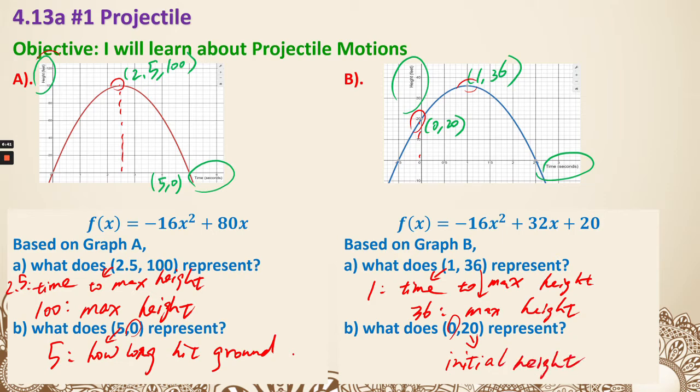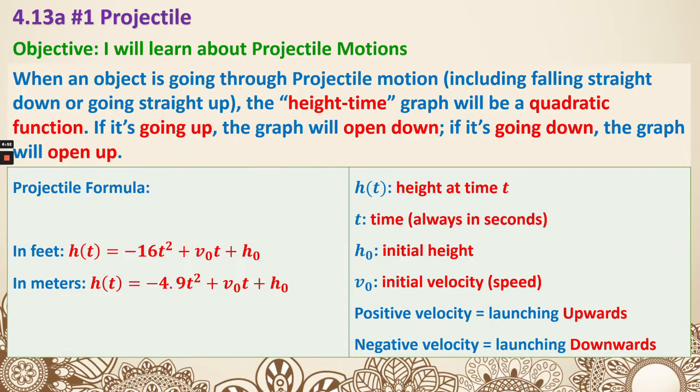So you'll see already with the graphs and something we already know, you can come up with some pretty good story problem conclusions. So now let's have a look a bit more into details. When an object is going through projectile motion, including falling straight down or going straight up, the height time graph will be a quadratic function. If the object is going up, the graph will open down. If it's going down, the graph will actually open up because it's going super fast. But this is actually not quite important because that's not something we cover much in this unit.